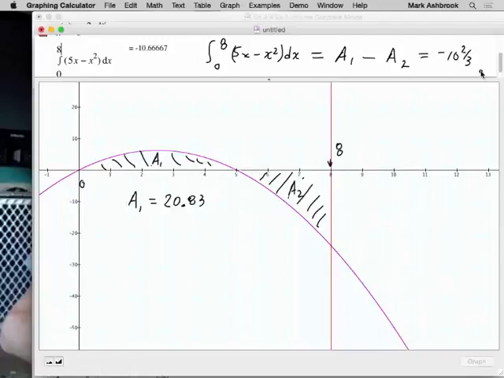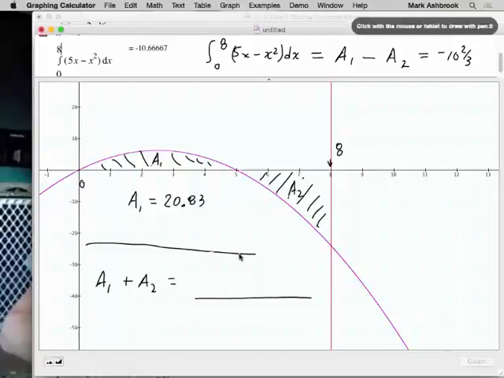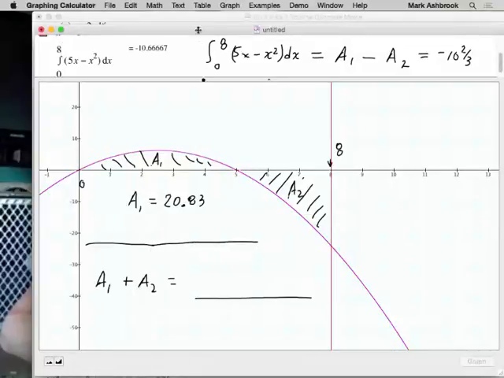So what if we actually wanted to calculate the total area? Suppose we wanted A1 plus A2. How can you write an expression using integral? Okay, absolute value of the whole thing. If I do the absolute value of the whole thing, I'll just get positive 10 2/3, right? Okay, so one way to do that would be to do the absolute value of your rate function, of your integrand. How can we do it without using absolute value?